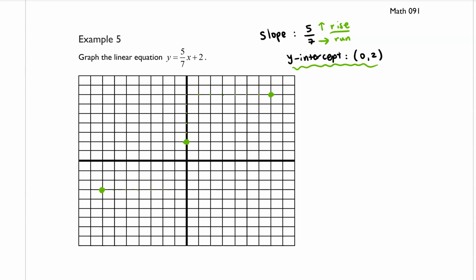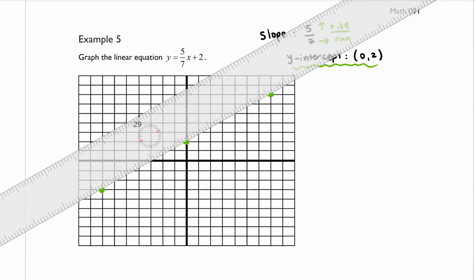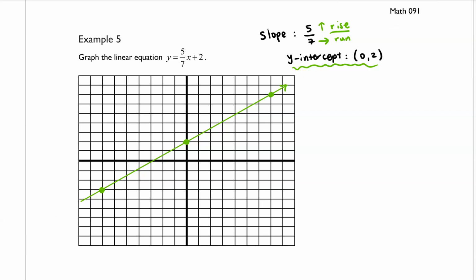And I'm going to erase those little dots that I made because those are not part of our graph. And now I can use a ruler to connect those 3 points that we have there. And I'm going to put arrows to indicate that it goes on forever in both directions. So there we have the graph of y equals 5 over 7x plus 2.